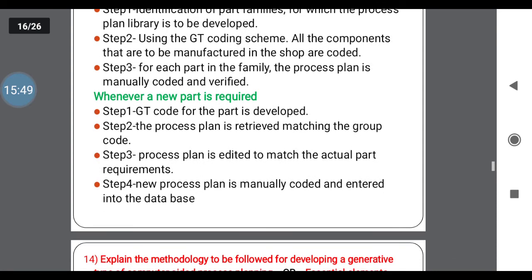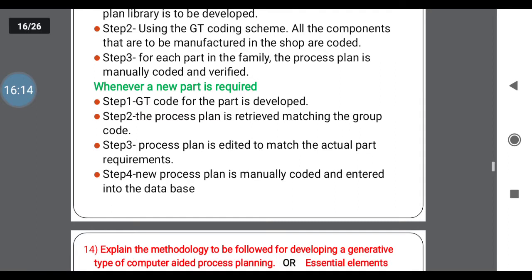Whenever you know new parts are required, you go for this step. The GT code for the part is developed already in the first methodology. Next, the process plan is retrieved matching the group codes. Next one is the process plan is edited. Fourth one is the new process plan is manually coded and entered into the database. That is, the number of plans is already stored in the database. Select those plans for the required new process.